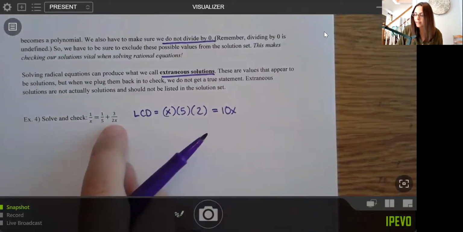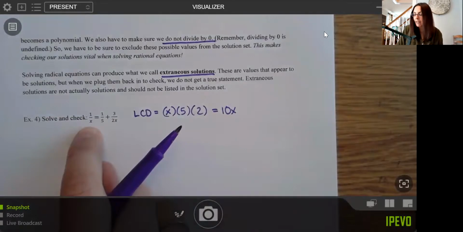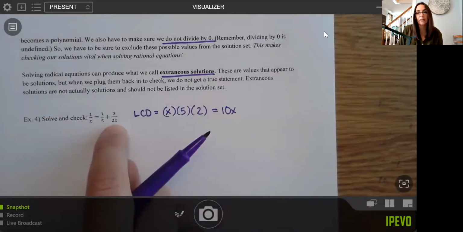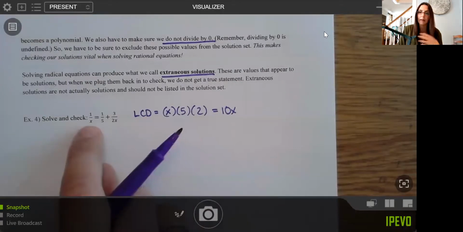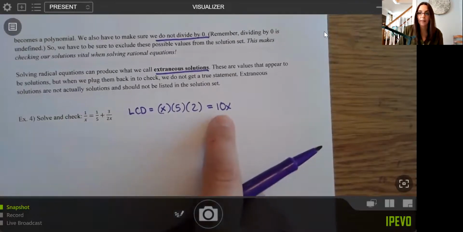I don't need another x, I already have one. If this was an x squared, that's different. Then I need to have 2 x's in my LCD because I have a square there. But if I already have 1 x and that's all I need, then I'm done. So I'm going to multiply everything by 10x.